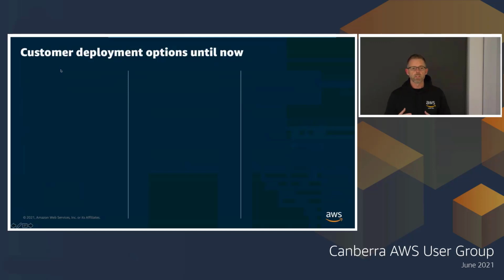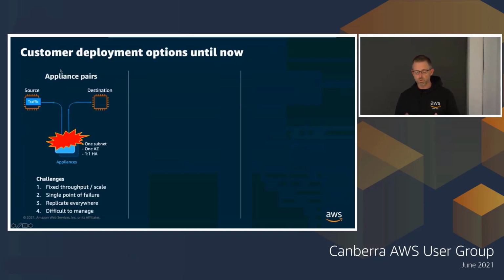So for bringing appliances into AWS, until now, there were a few options. The most simple being the appliance pairs. You would have a pair of EC2 instances running the appliance software. They'd be in a single subnet of a single availability zone, and essentially you would have a fixed amount of throughput, fixed scale. So to scale them up for more load would require downtime. You'd have to stop the instances, change the instance size, bring them back up again.